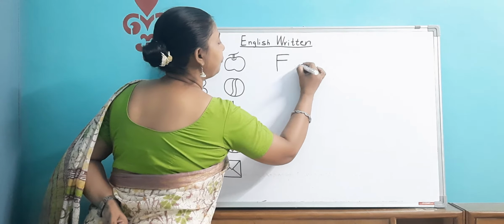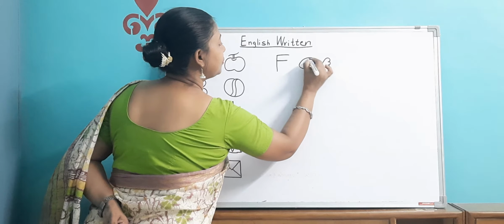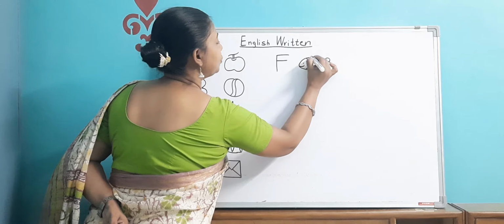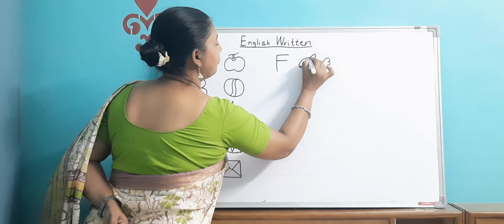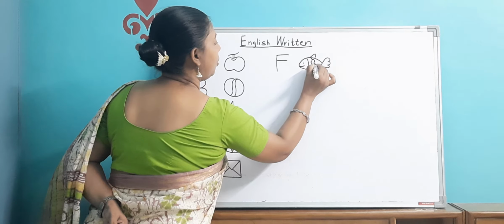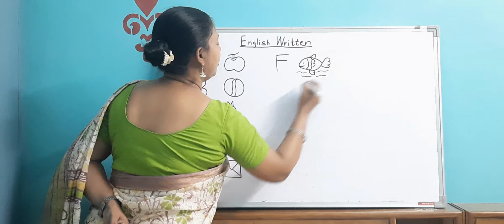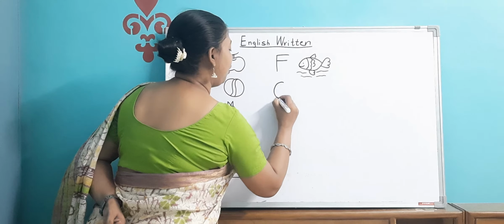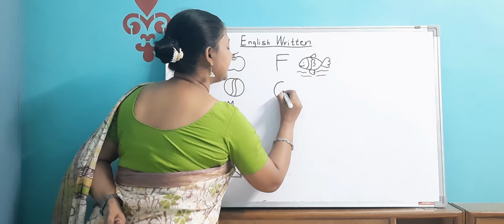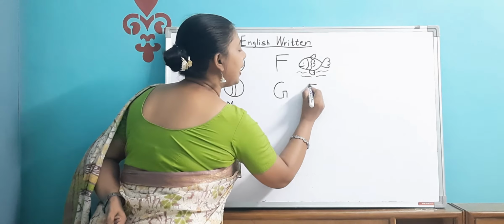After E comes alphabet F. F for fish. And fish lives in water. After F comes G. G is semicircle, standing line, sleeping line, standing line. This is G. G for glass.